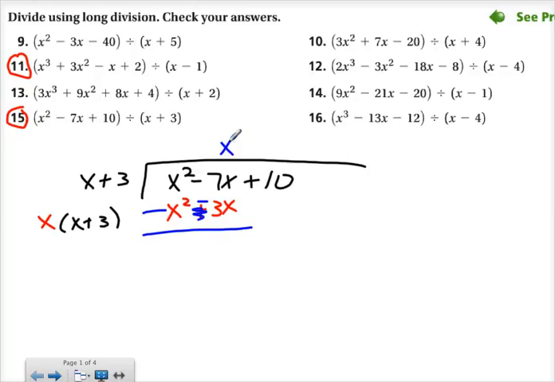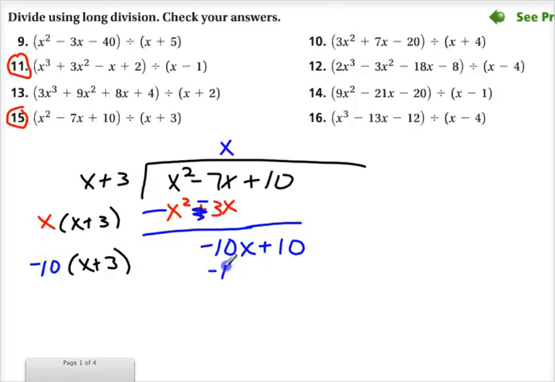x squared minus x squared is 0. Negative 7x minus 3x is a negative 10x. And then just like normal long division, we're going to bring down that next term, which is a plus 10. So I go back to my original x plus 3 divisor, and I think, well, how am I going to get that to be a negative 10x? Well, I'd have to multiply it by negative 10. And that will give me negative 10x minus 30 when I distribute that.